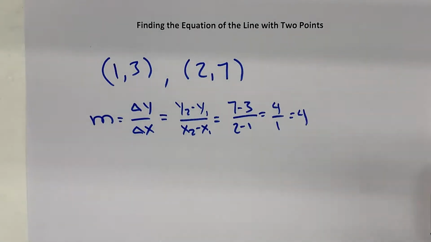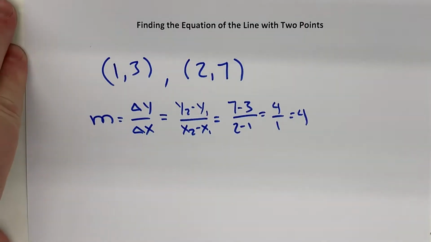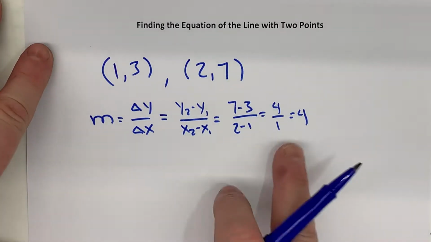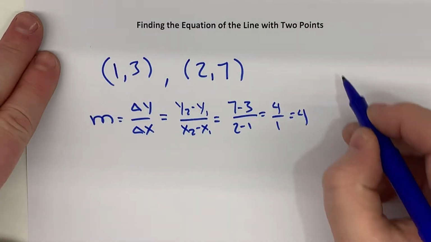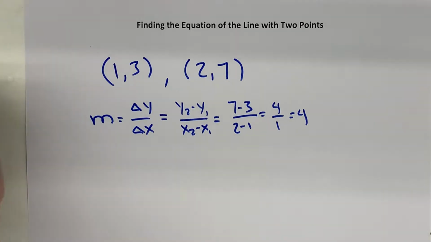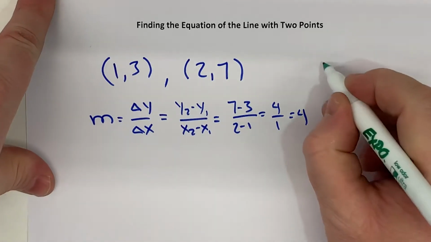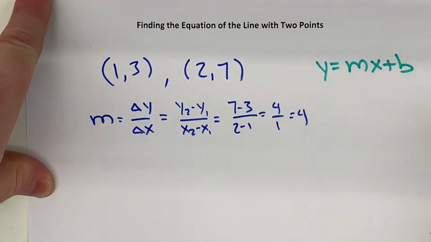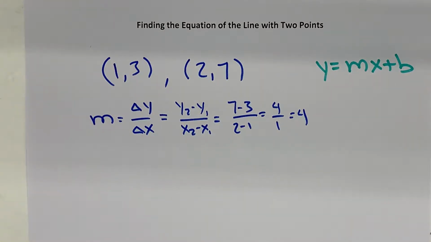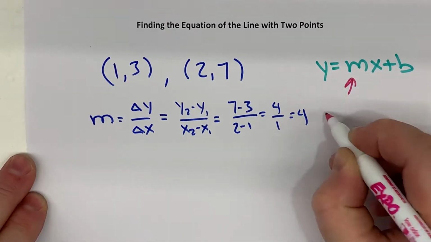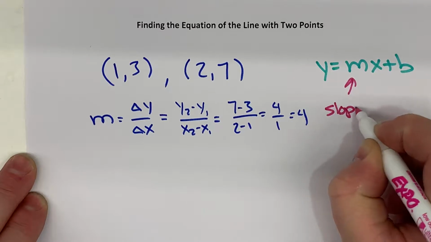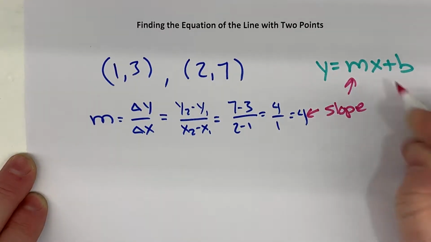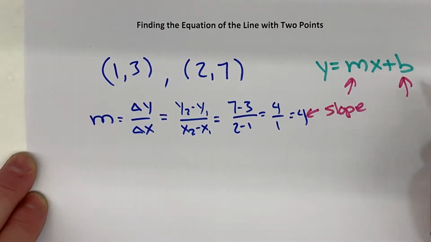Now this is the majority of the work done. Now what I have to do is find out how that goes into my equation. Well, remember we have this equation that is y equals mx plus b. What we know about that is that m is your slope, that's the 4, and we need to know what b is, the y-intercept.